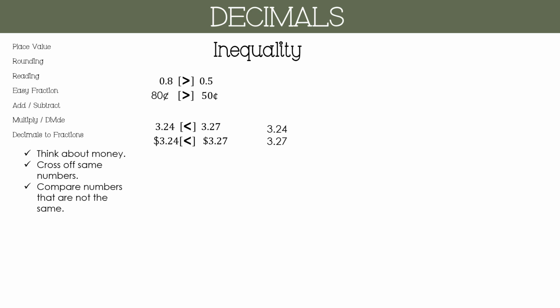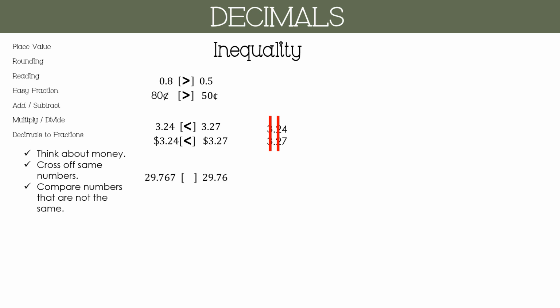So once again, we have 3.24 and 3.27. Well, the 3's, they're the same, so I'm going to cancel them out. The 2's are the same, so I'm going to cancel those out. So now we have a 4 and a 7. Well, they're not the same. But which one's bigger? The 7. Yep. So that means $3.27 is larger.